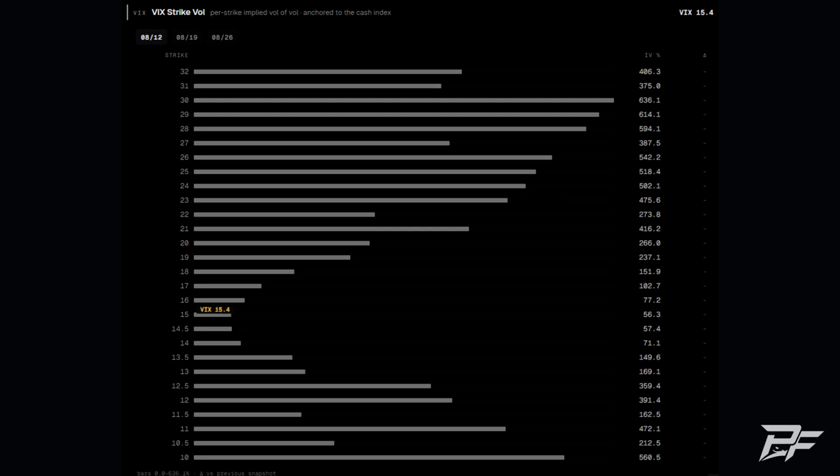Last tool, the vol indexes and the divergences between them. VIX for the S&P, VXN for the NASDAQ, and if you trade tech, VXN is your gauge, not VIX. DVOL for crypto. Each one is that market's insurance price. The divergences are where the information is.